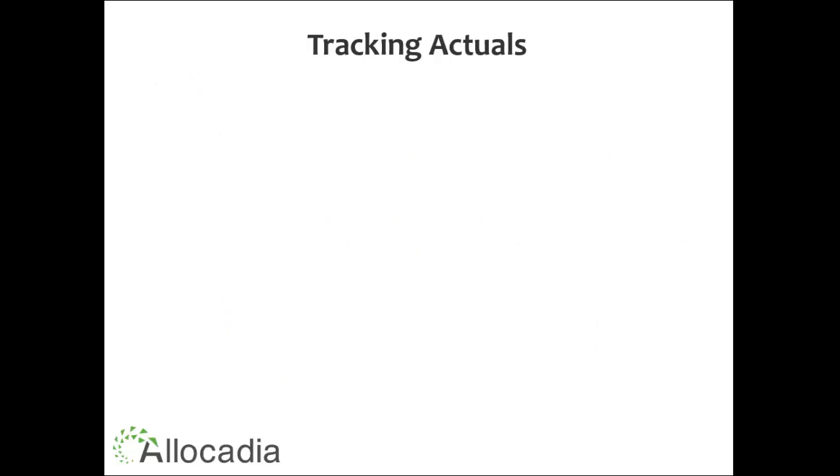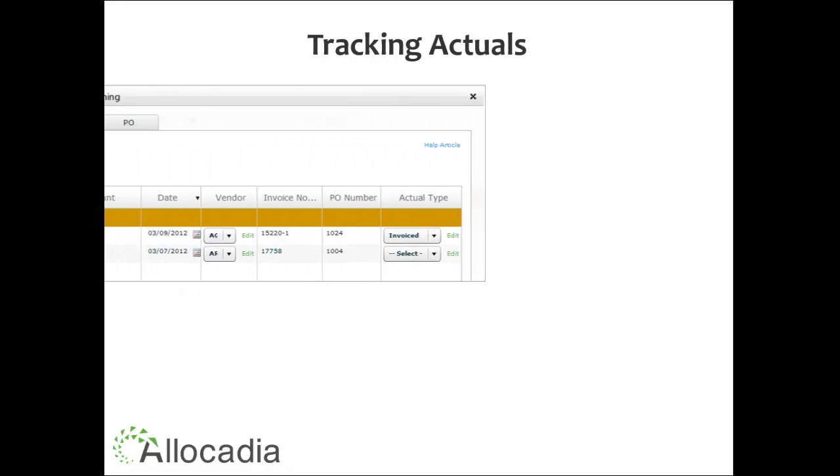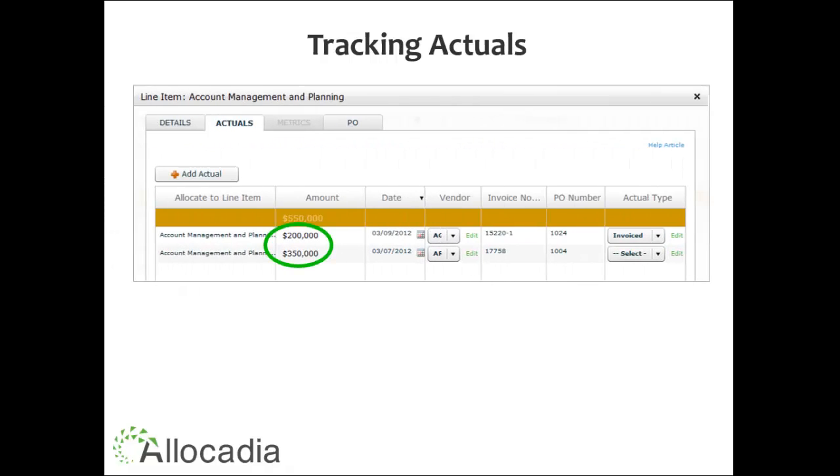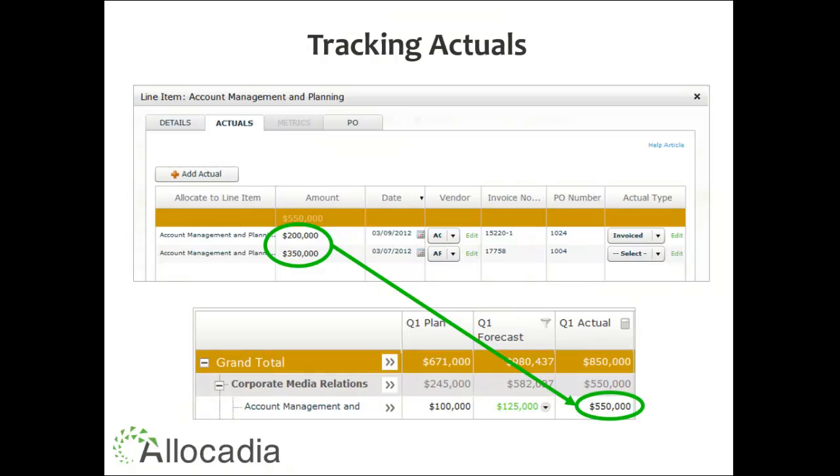The final step in the workflow is tracking actuals. Actuals come into the actuals panel, and the sum is displayed in the actuals columns. Actuals come in based on the date that the actual is recognized in the finance system. All actuals are tracked monthly, but can be summarized in calculated quarterly or fiscal year columns.